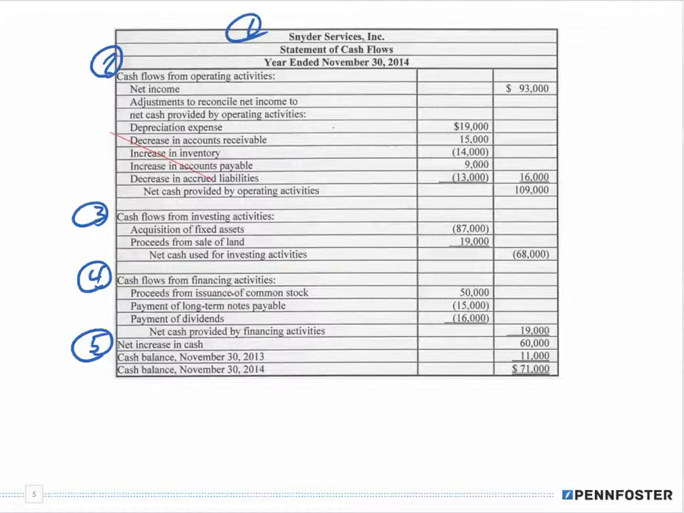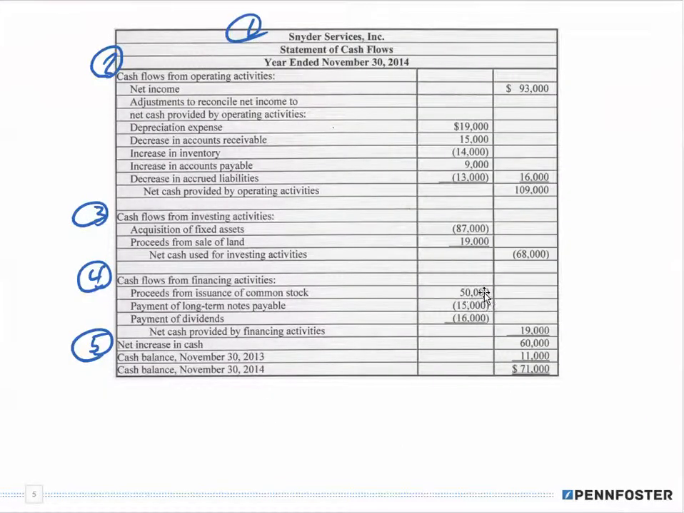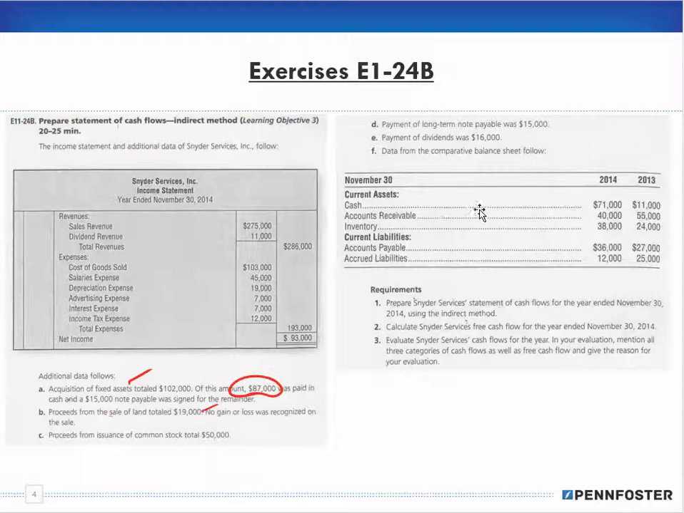Now, for the financing activities, we end up looking at the issuance of common stock of $50,000. So we received cash for 50,000, so that's why the 50,000 is here.